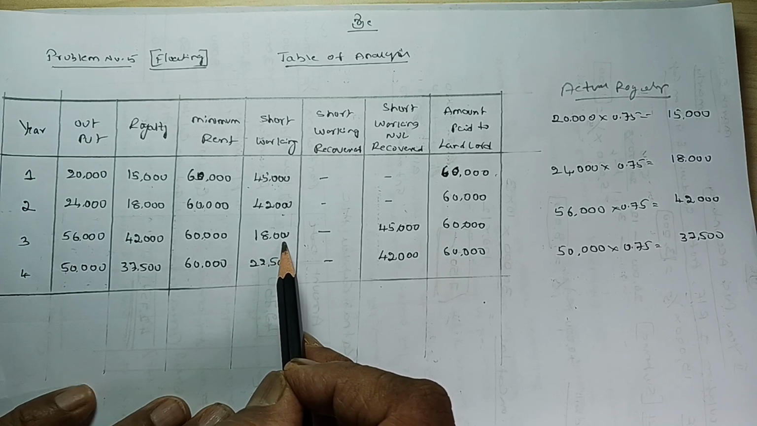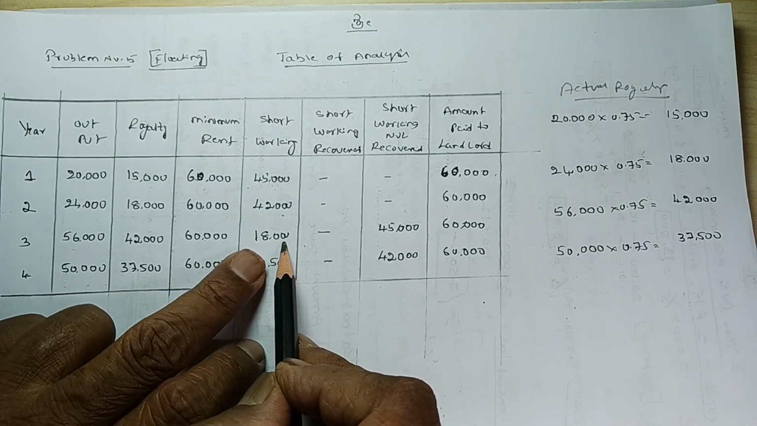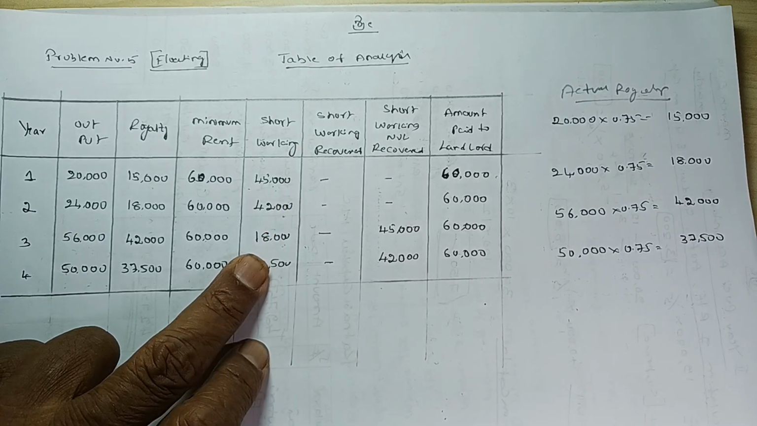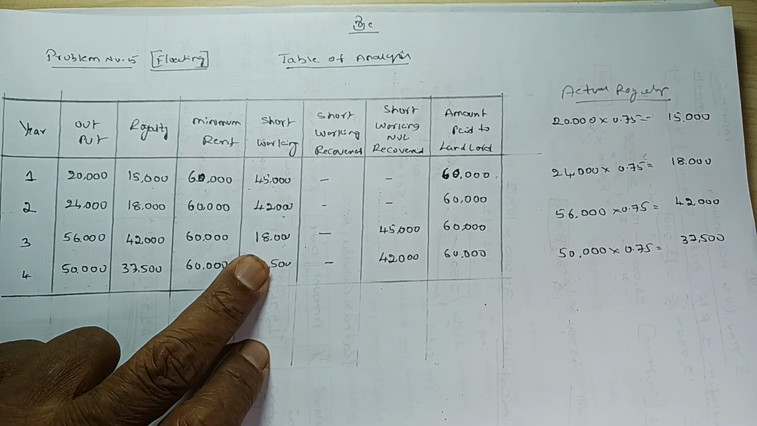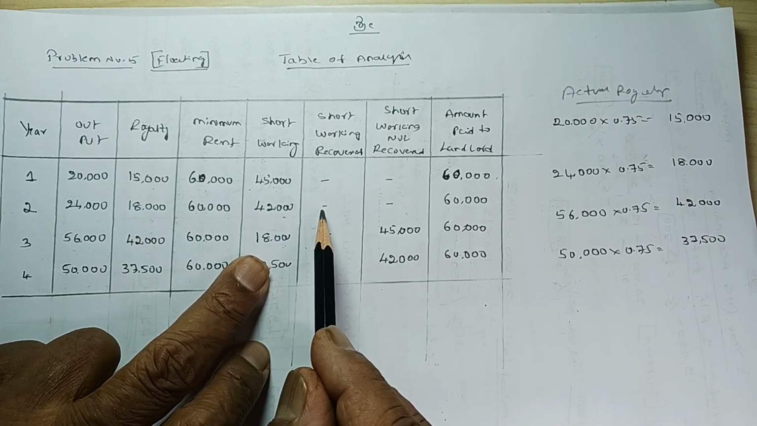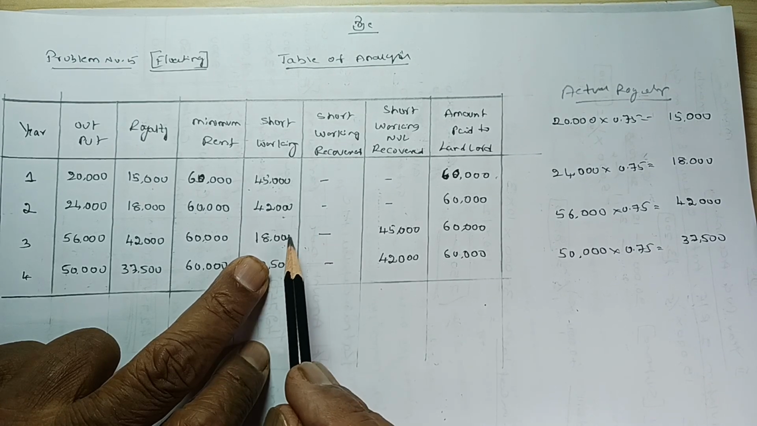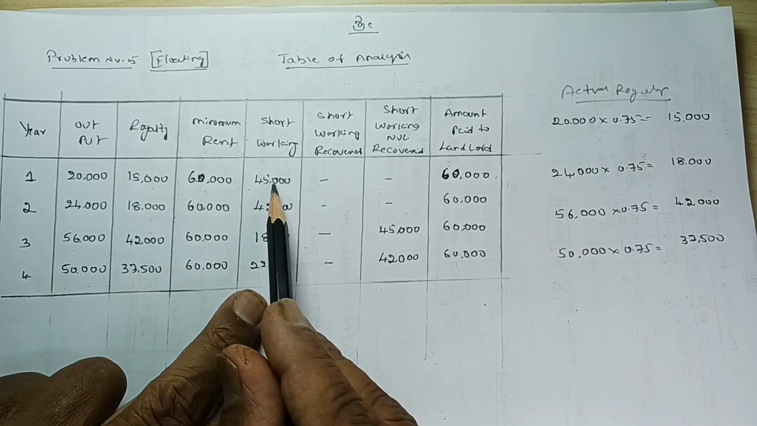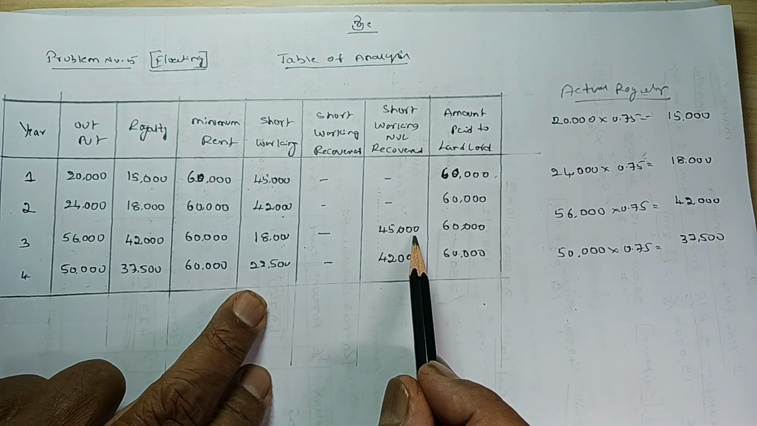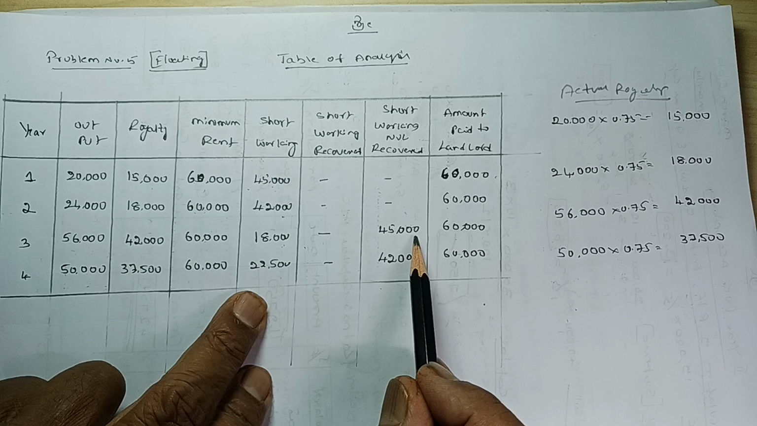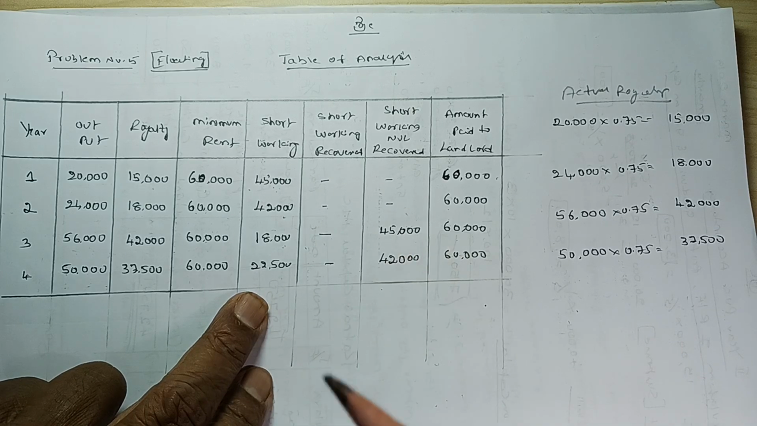Here you must be very careful. You are at the third year end. The first year short working has a time limit of only 2 years, following 2 years or next 2 years. Now you did not recover either in the second year or in the third year. Then what you have to do? You have to transfer this 45,000 to short working not recovered. Not recovered is nothing but it goes to the profit and loss account. It is a loss. It is gone.